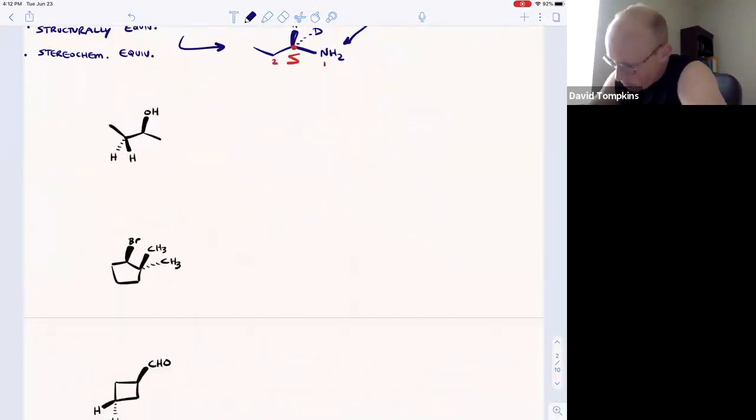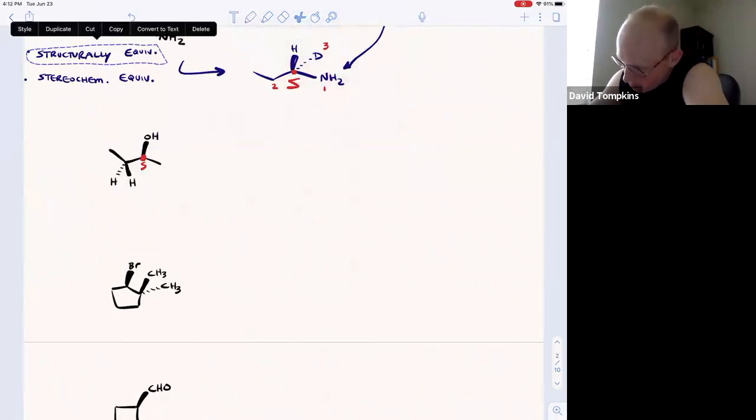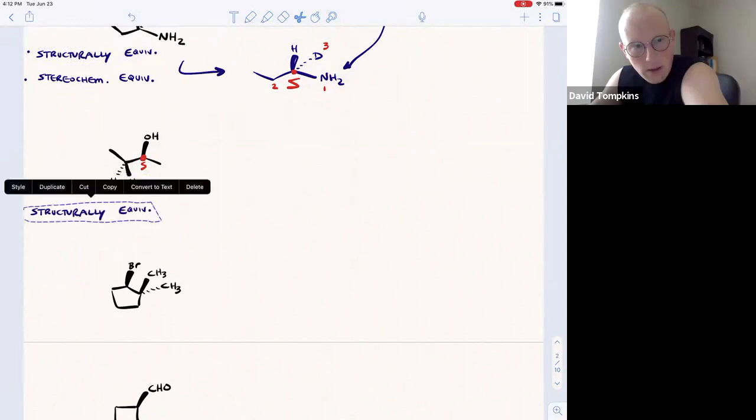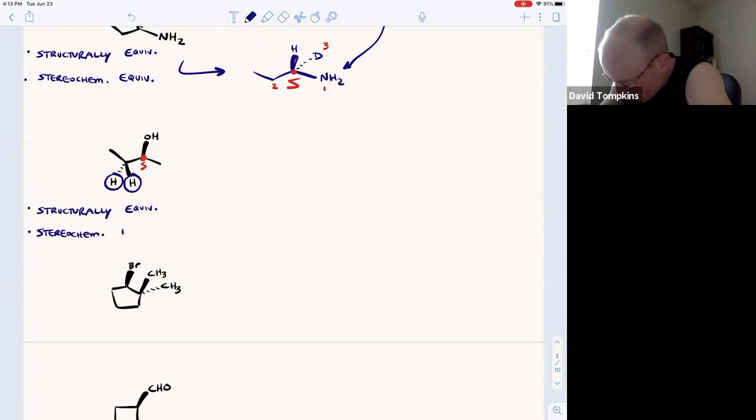So now we're going to introduce some more asymmetry with this pre-existing chiral center here, where we have the S configuration. So this time, the protons that are indicated, they are structurally equivalent because these two protons are on the same carbon. They're one away from methyl, they're one away from the alcohol, and they're the same distance. However, their stereochemistry is not the same. They are stereochemically non-equivalent.